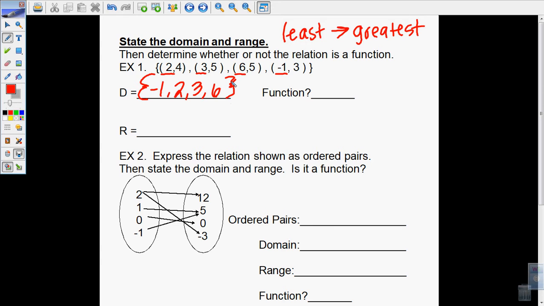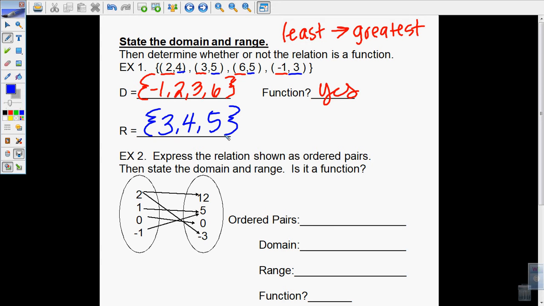So just looking at my domain, is this a function? No. Well, yes, it is, because if I look at my domain values, are any of them repeating? No, so I know it's a function. So the range of this function is based off of my y values. So from least to greatest, what are my y values? 3, 4. And even if it's repeated, you only write it once. Are we comfortable? Still review?